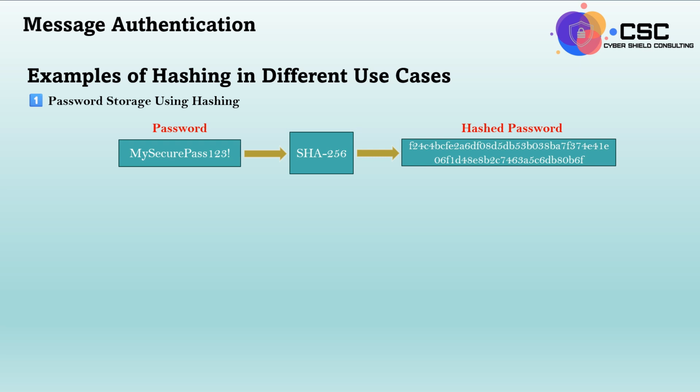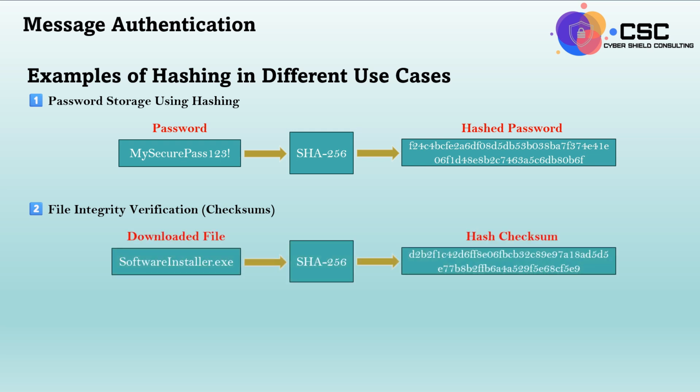Next, we have another use case, file integrity verification, the checksums. Hashing is used to verify the file integrity and detect changes during transmission. For example, let's say you download a software file and the website provides a hash. Let's say it's a SHA-256 checksum. The downloaded file is softwareinstaller.exe, and then you download from the website the hash, which was computed using SHA-256.